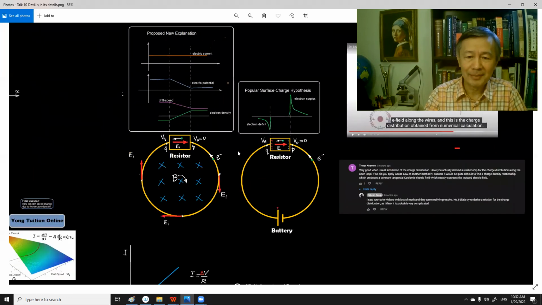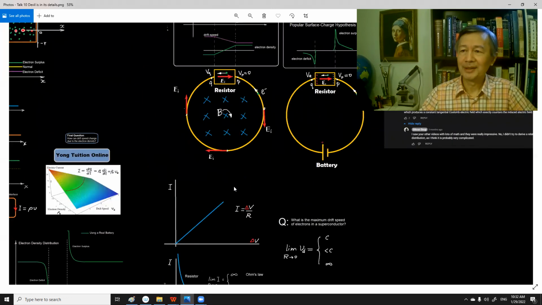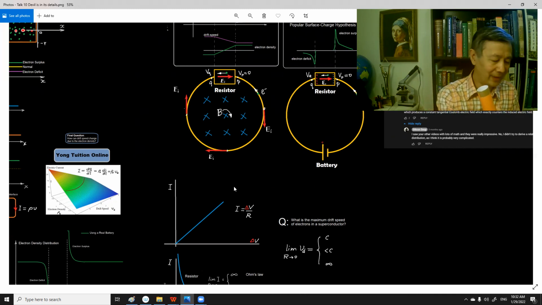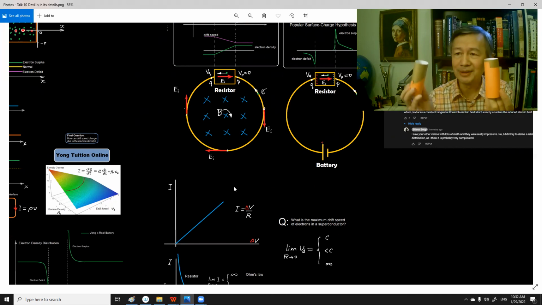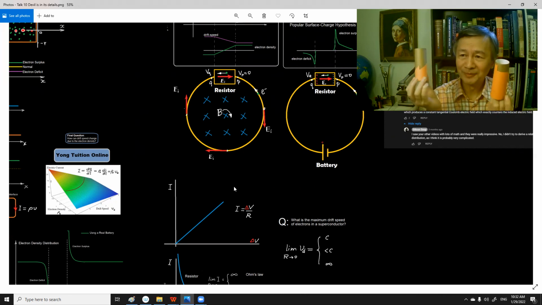So that is my discussion today. I hope you enjoy watching this type of discussion, and hopefully you can build this 3D model by yourself based on the electron density distribution in the circle without using any computer simulation.